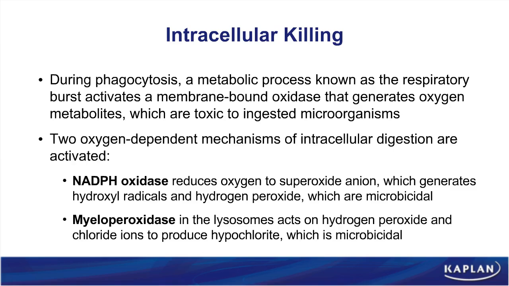Myeloperoxidase takes the hydrogen peroxide that can either be generated through NADPH oxidase or generated from the pathogen itself to essentially create bleach. And we know very well that there's not a whole lot of pathogens outside of maybe a prion that can actually escape killing in bleach.